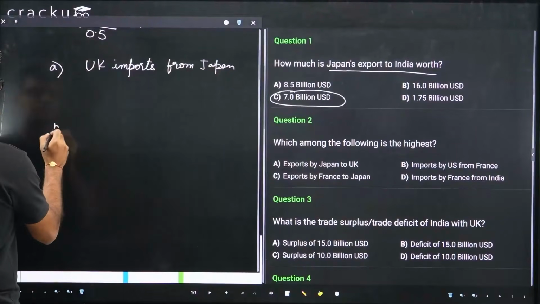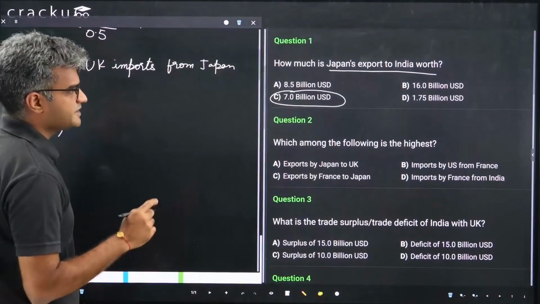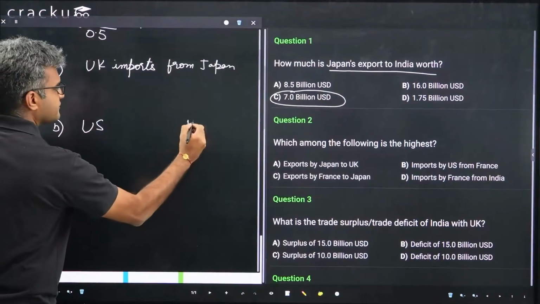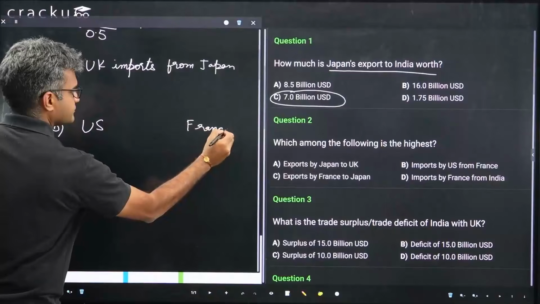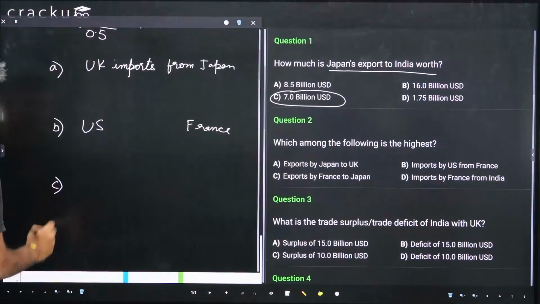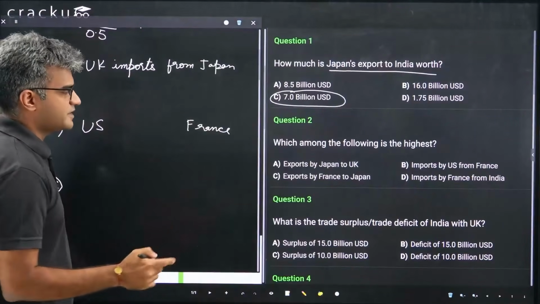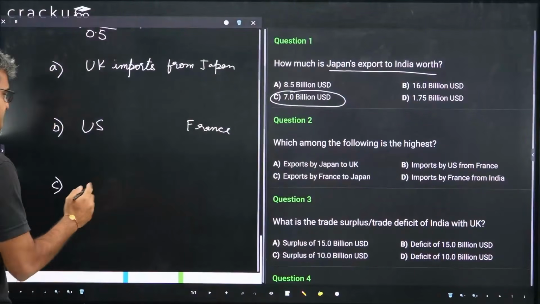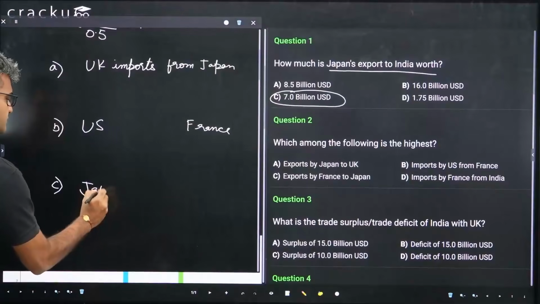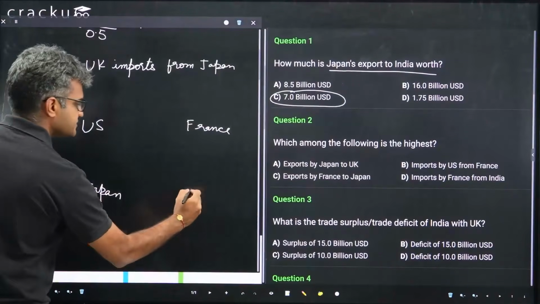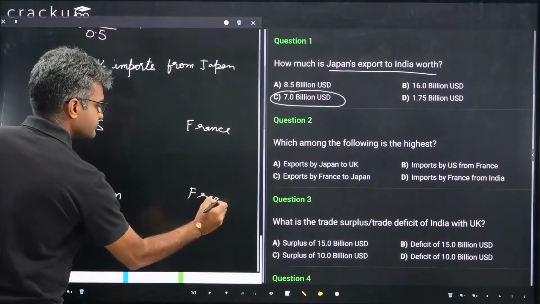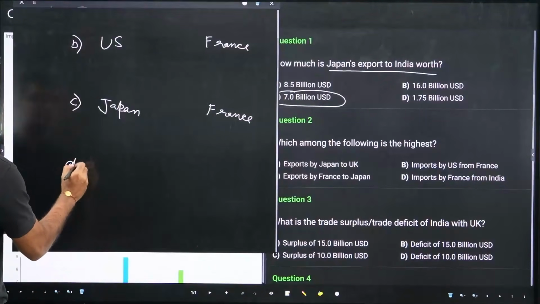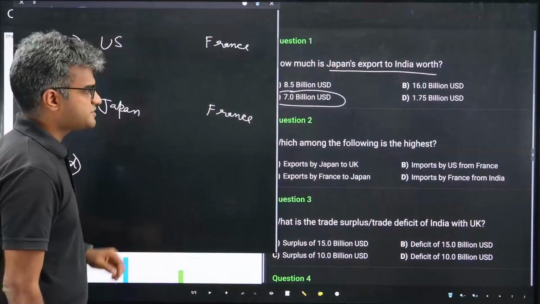What is the second option? The second option is imports by US from France. So US imports from France. What is the third option? Exports by France to Japan. Again, we are looking for imports. So this will be imports by Japan from France. And what is the last option? The last option is imports by France from India.